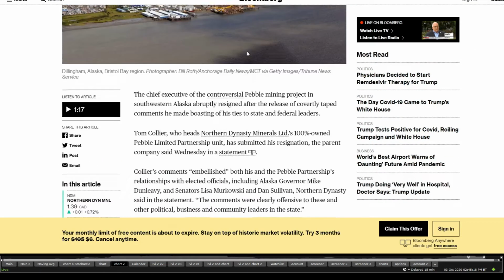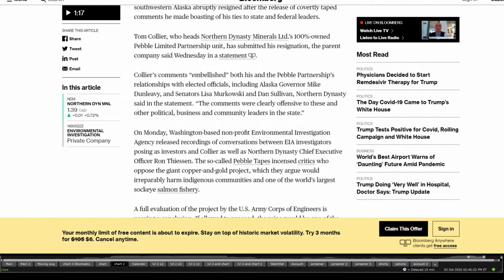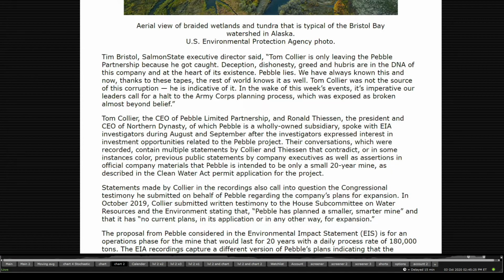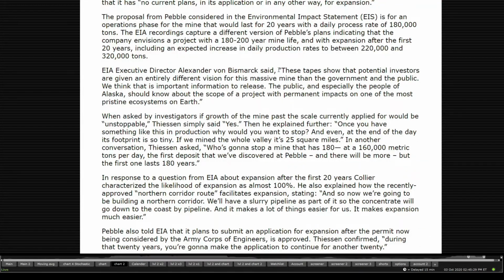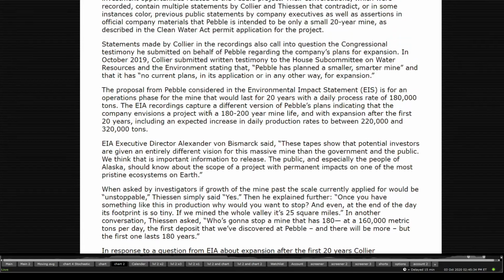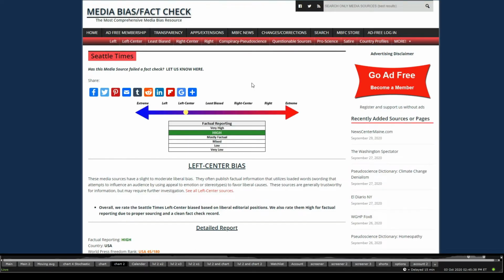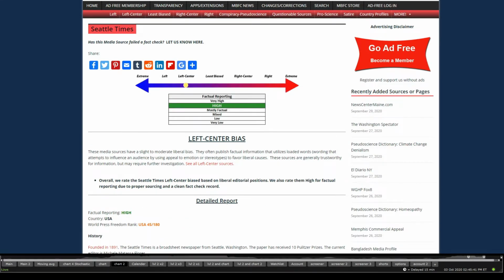Now this is the same thing about the resignation over taped comments. There is as well some, I'm not sure about the legitimacy of this report, but it does say that instead of going on for 20 years, they wanted to do a 180 to 200 year mine life. Although this was coming in from Seattle News, and when I checked, it's more of a left center, so I'm not 100% sure, because I'm trying to look for the least biased reports from news, and that's very important when you're doing your stocks and stuff.